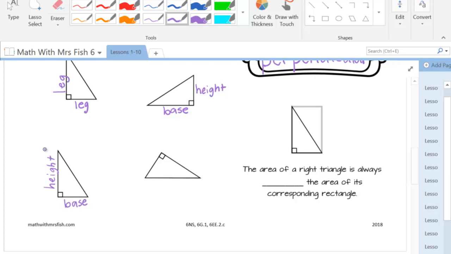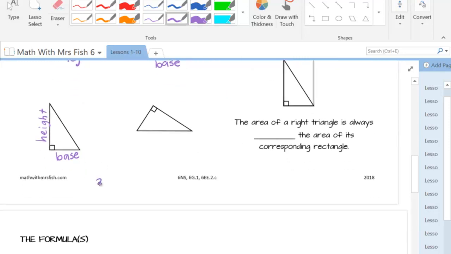As you'll see, in fact, we'll just cover it right now. 3 times 4, same thing as 4 times 3. The order doesn't really matter.